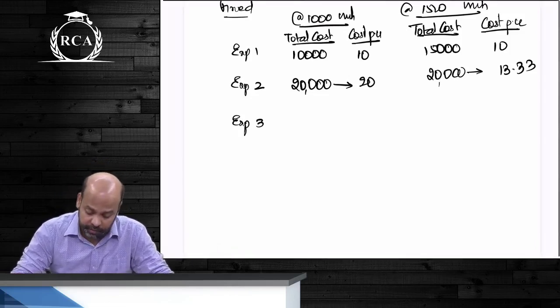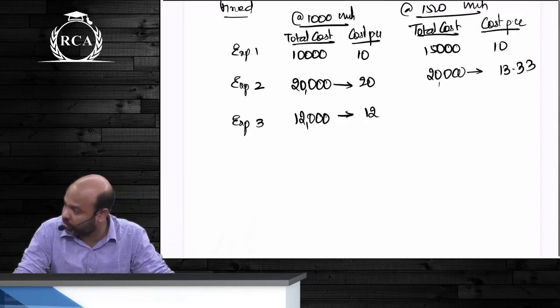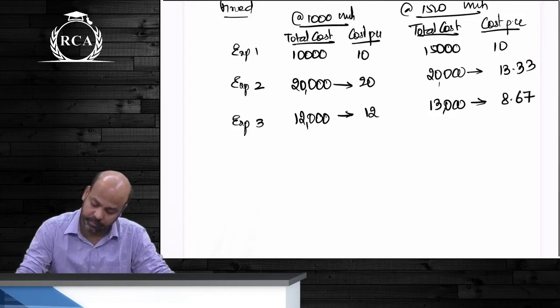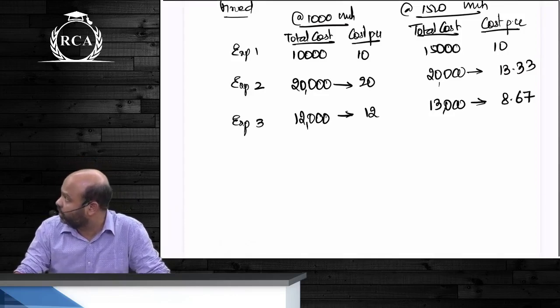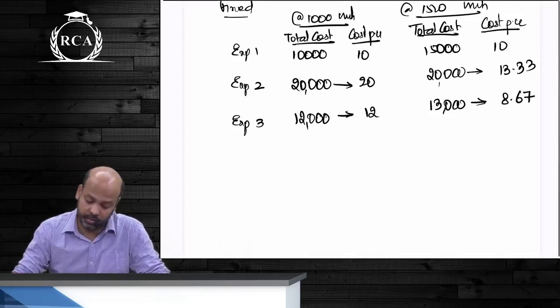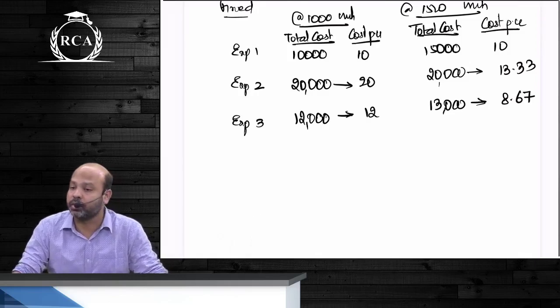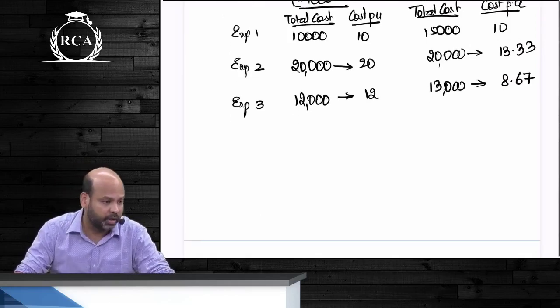Expenditure 3, guys, 12,000. Cost per unit was 12 rupees. And this one was 13,000. Cost per unit 13,000 by 1500 is 8.667. For expenditure 3, guys, it is 12 rupees and 8.67. So the third expenditure, guys, neither the cost per unit nor the total cost is constant. That is why third expenditure will be semi-variable.